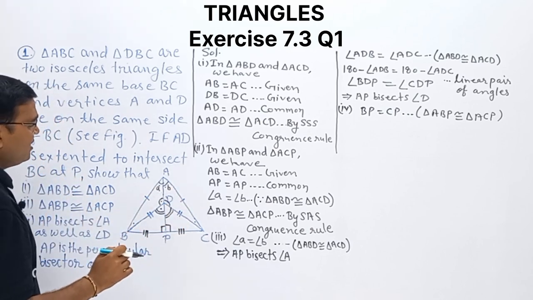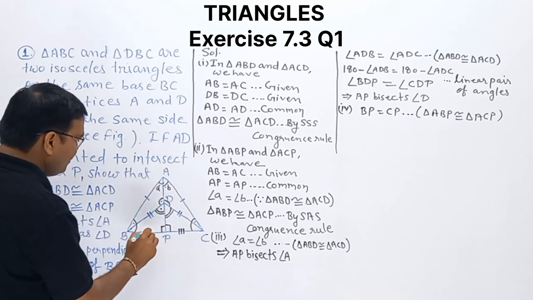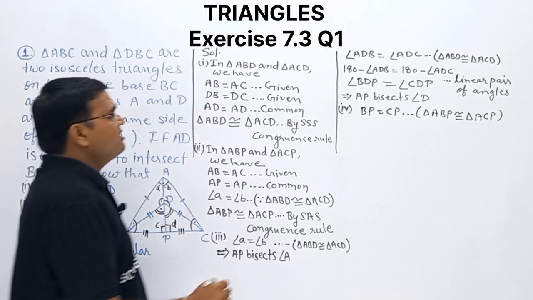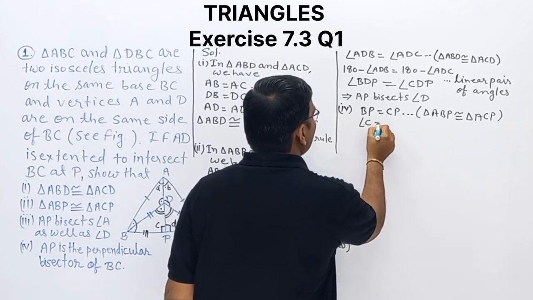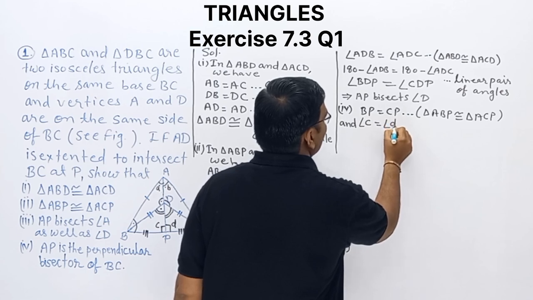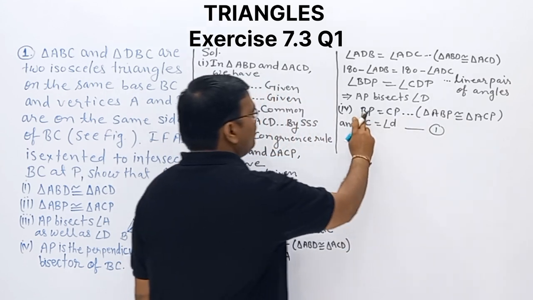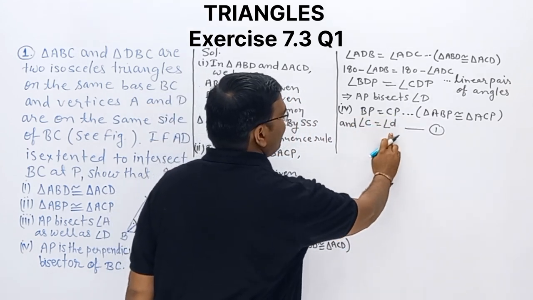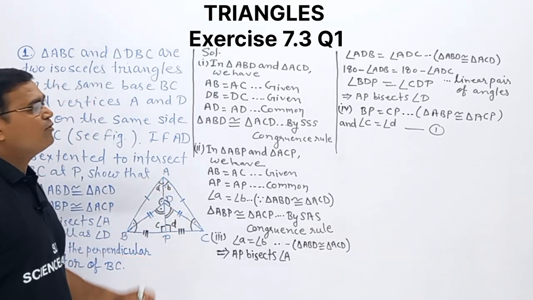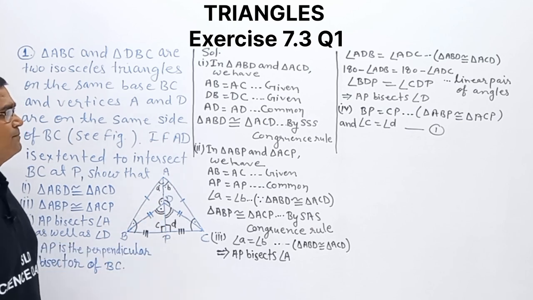Clear? Now we talk about the angles. This angle will be equal to this angle, this angle will be equal to this angle, and this angle will be equal to this one. I am taking this one as C and this one as D. So angle C equals angle D. I am taking this as equation number 1. BP equals CP and angle C equals angle D. Why? Because these two triangles, triangle ABP and triangle ACP, are congruent. So this side equals this one and this angle equals this one.